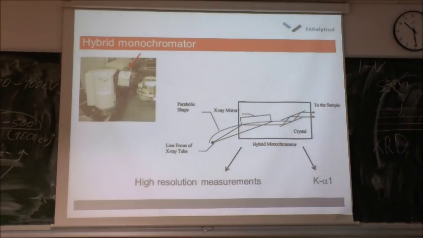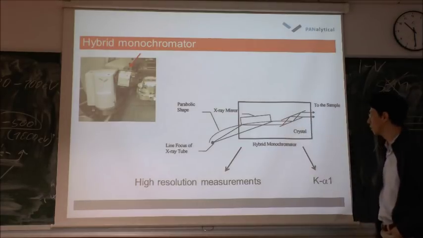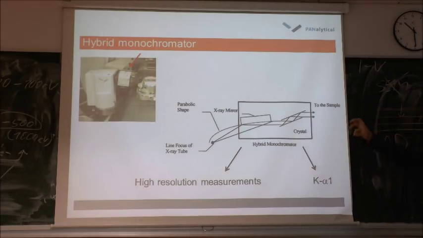Why is this required? This is required for high resolution measurements on one peak. If you do Rietveld refinement on the whole spectrum, then this is not good optics. We need to have a divergent beam. But if you do a high resolution measurement on one peak, then we decide for this kind of geometry. And then next to the mirror we have a crystal.